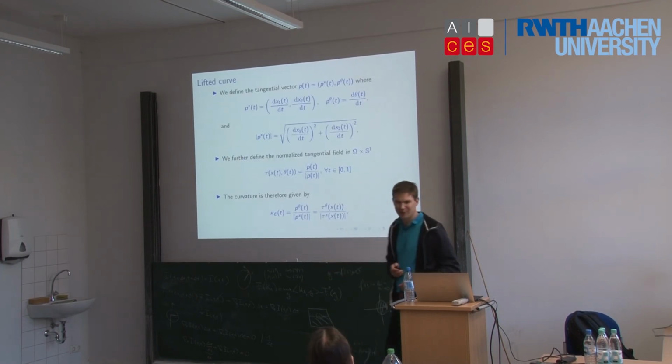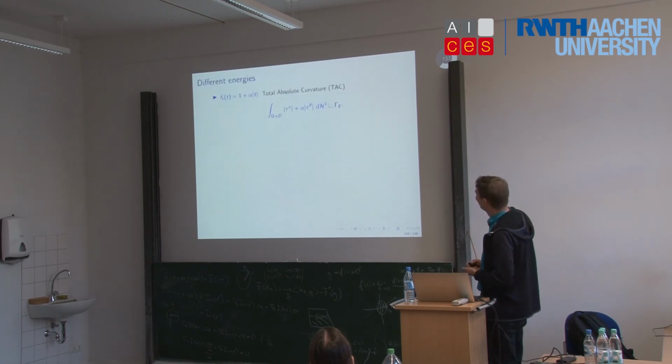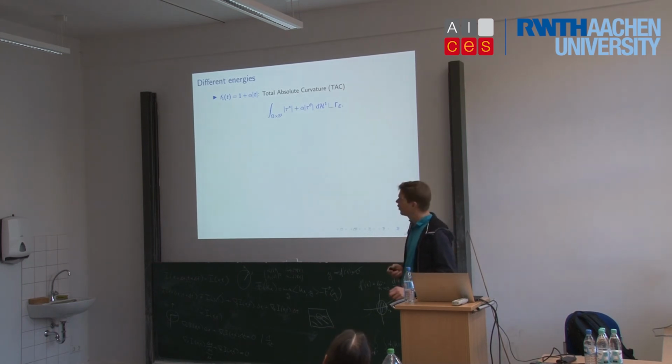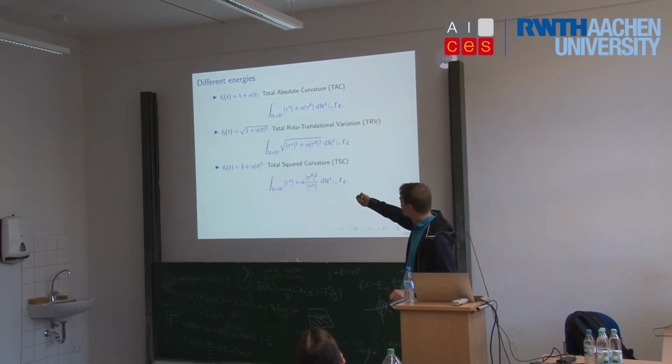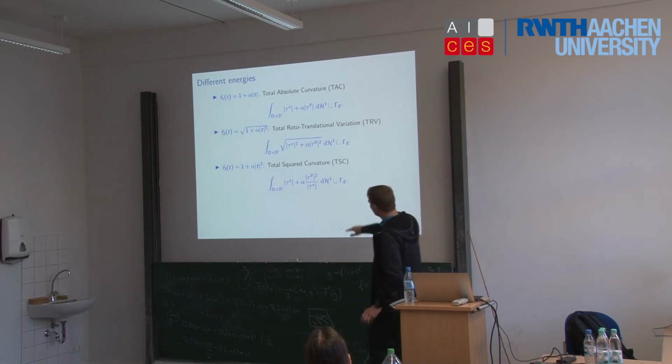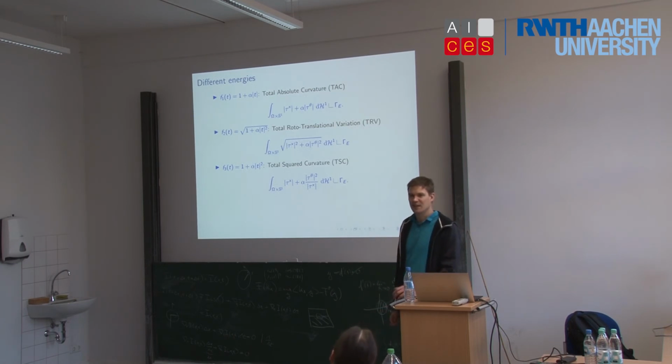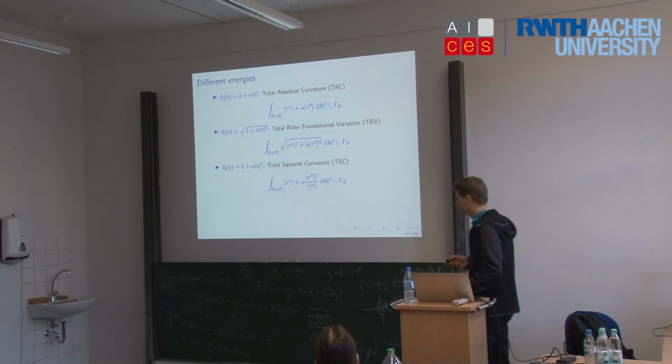And since I don't have enough time, I need to skip a little bit of the theory about it. It turns out that many convex functions based on the curvature can be realized in this space. There is the absolute curvature, 1 plus alpha times absolute curvature, then something we call the total rotor translational variation, which is 1 plus the square root of 1 plus alpha squared curvature, and we can also get the total squared curvature, which is the original elastica. It's 1 plus curvature squared. And we get this interesting function here, which is quadratic over linear. And quadratic over linear is still a convex function. So it's a very nice function, but it's still a convex function.